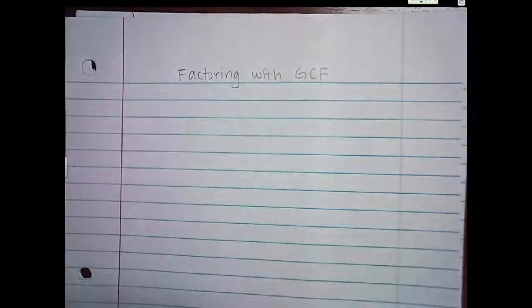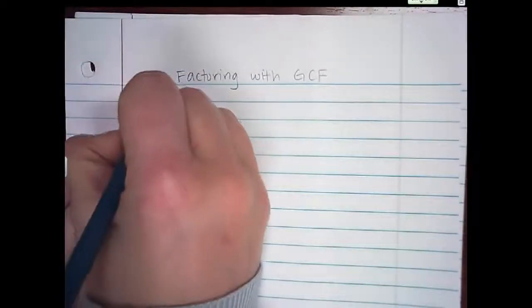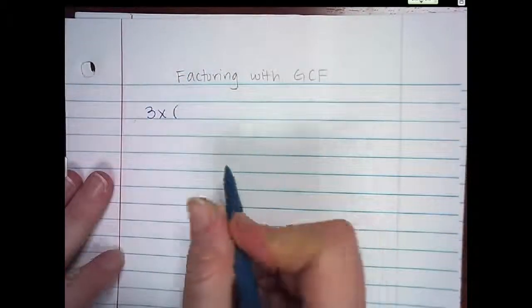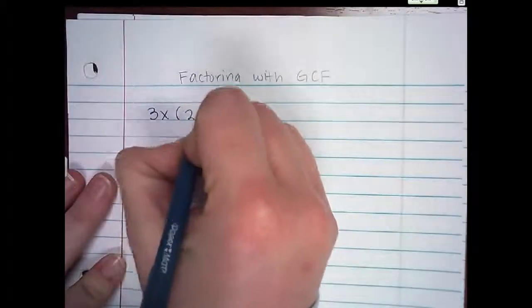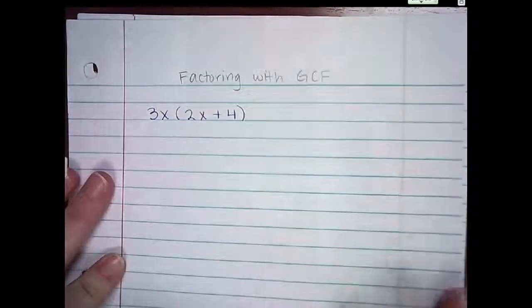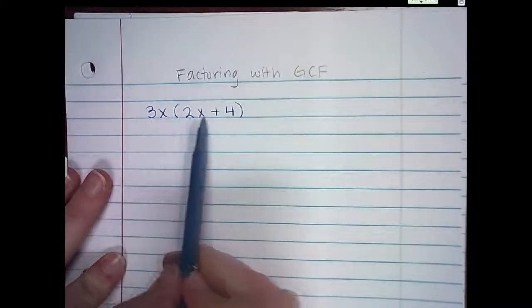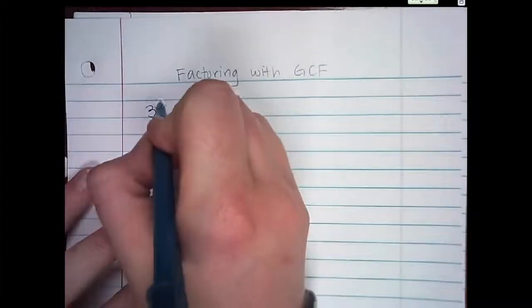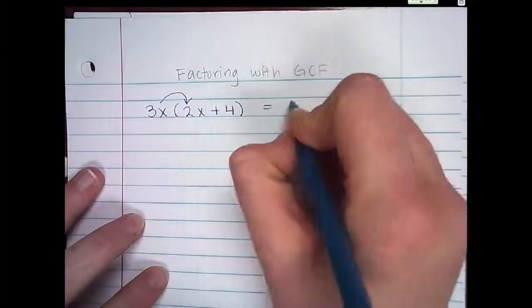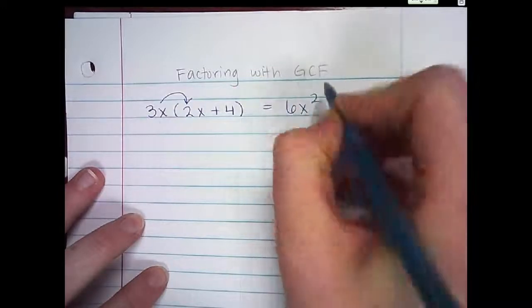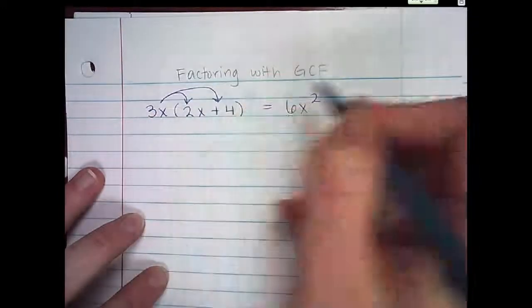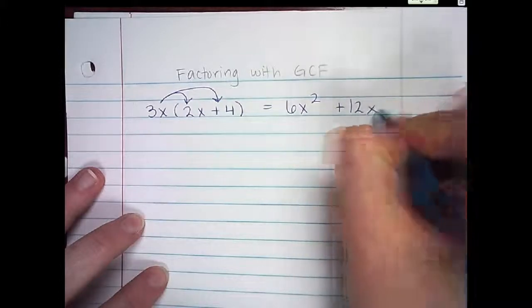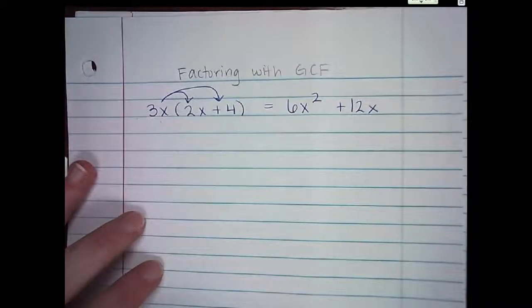So factoring with GCF. In our last test, we did something like this. So I want you to write this down. 3x times 2x plus 4. Okay, now in this case, I would say I want you to multiply this. Okay, and you all know what to do here. You would take this 3x and you would distribute. So I would get 6x squared plus 12x.